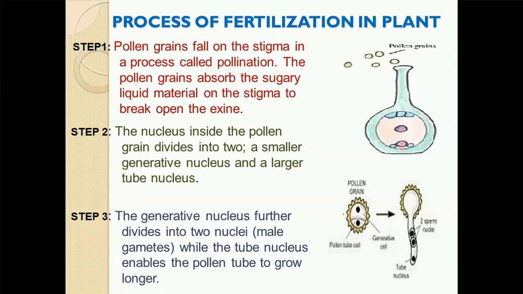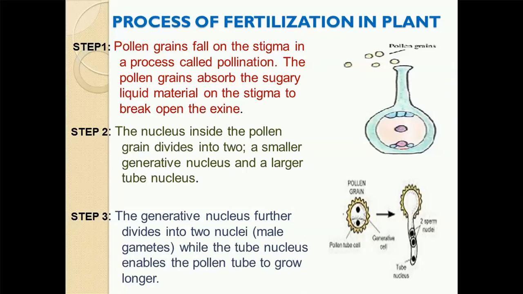So here we have images representing step 2 and step 3. In the first one, we have the nucleus dividing into two. Don't forget, it divides into generative nucleus and the tube nucleus. Okay, in the second one, we have the generative nucleus further dividing into two, which are now the two male nuclei or the two sperm nuclei. And so we also have the tube nucleus, which allows the pollen tube to grow downward.